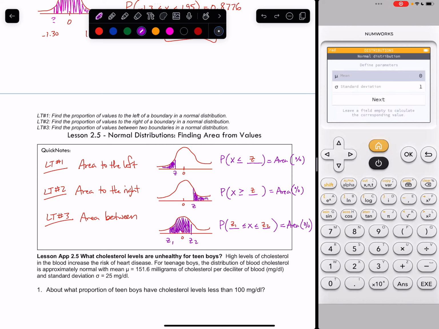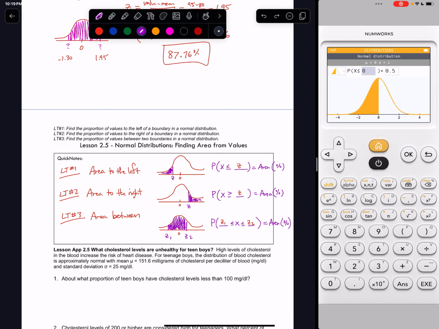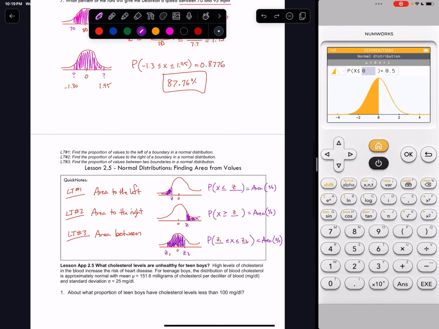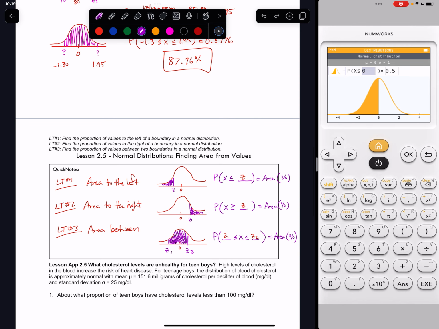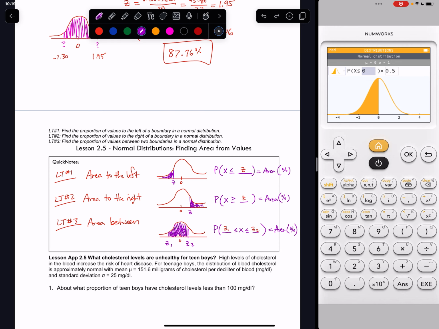Okay, so if you have any questions, let me know, but that's basically it. Again, kind of the big idea here, z-scores. Okay, your standardized scores, finding your z-scores, and then using your calculator to figure out that area percentage.